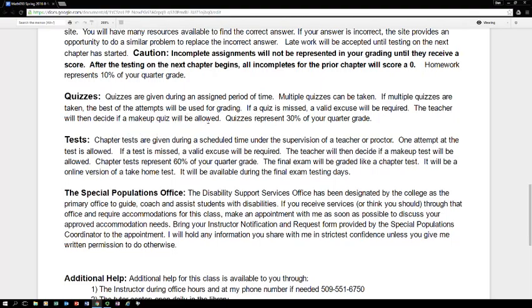And again, the idea is that this is like your pre-test in a sense, other than it does have an effect on your grade, but it's like the pre-test.